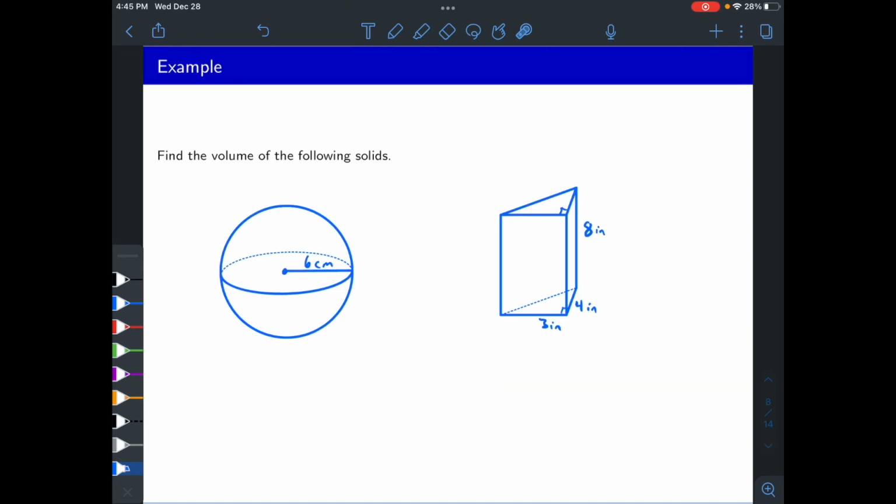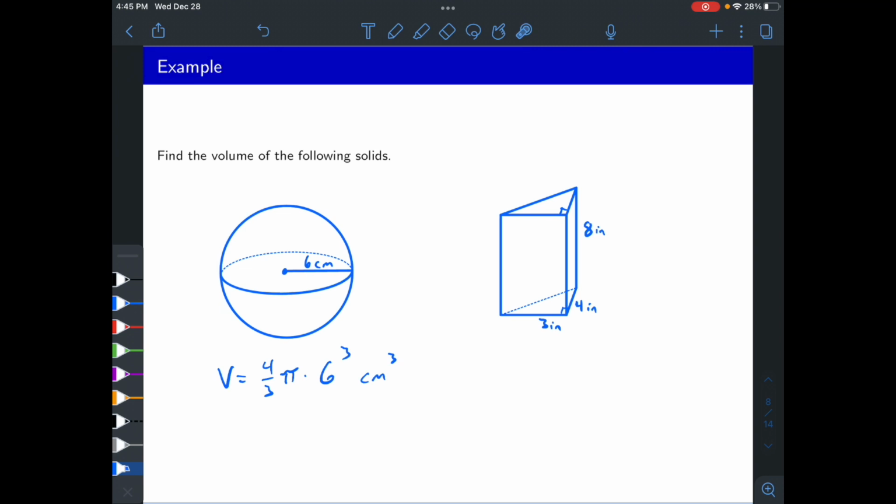So if I wanted to find the volume of the following two solids, what would I do? Here we have a sphere with radius 6. So the volume would be 4/3 times pi times the radius cubed. So 4/3 pi times 6 cubed. And then our units would be in cubic centimeters. You could plug that into a calculator, but I'm not going to bother. I'm just going to say this would be your exact answer, and then a calculator could give you a decimal answer if you're interested.